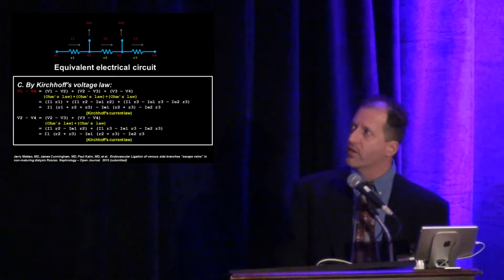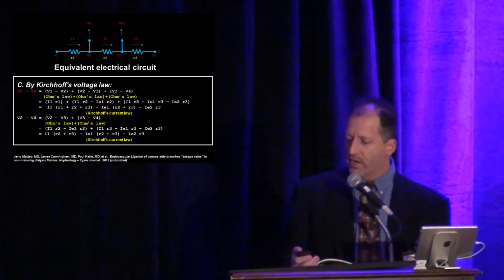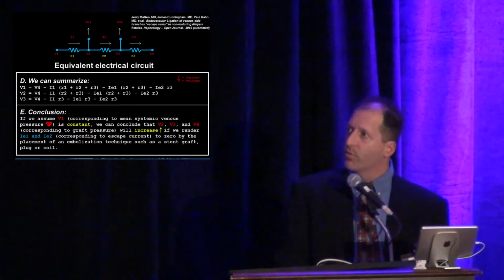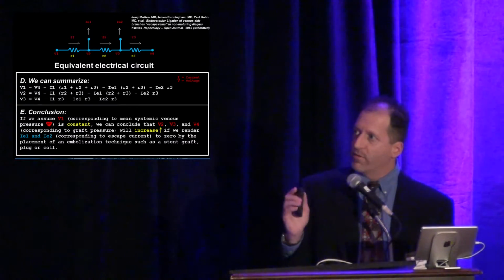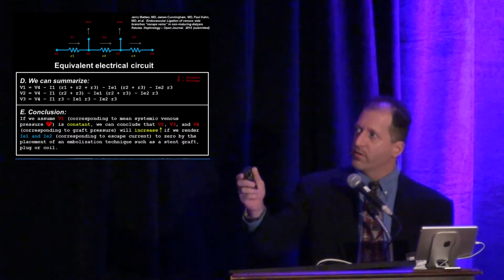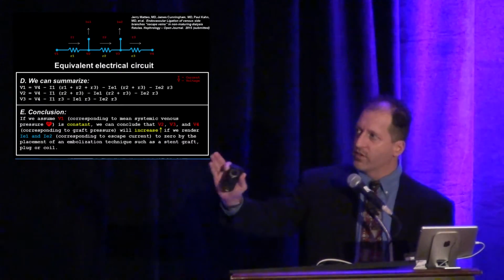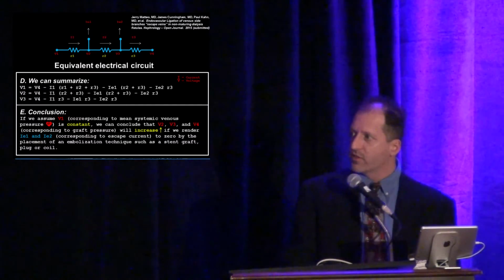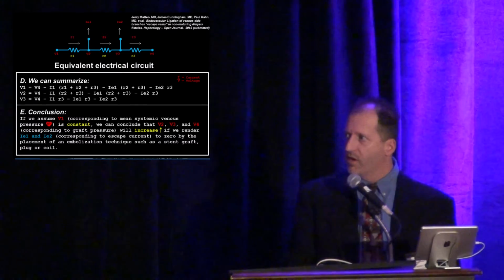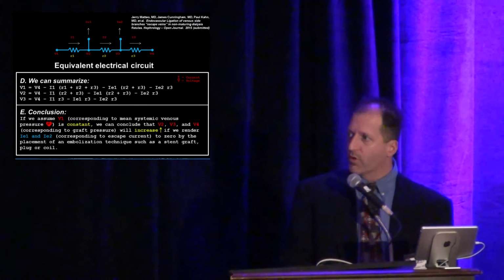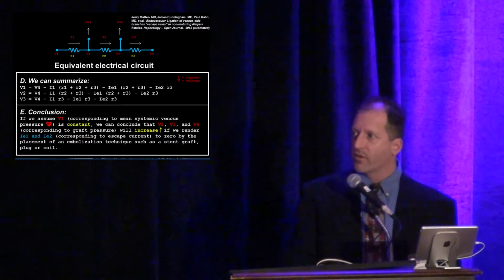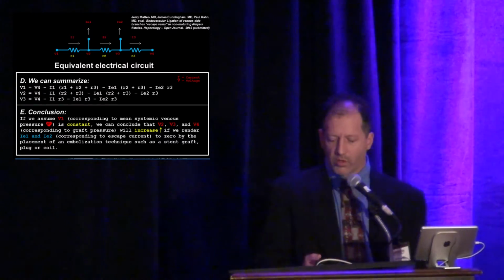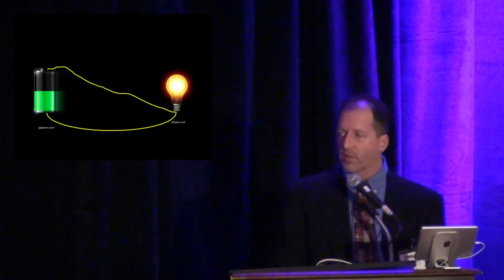I know it's a little bit tricky to see with the red on the black. Or plug and chug, and you kind of get this, which is V1 equals V4, and don't worry about the resistance, minus the escape vein minus the escape vein. So if we assume that V1, which corresponds to the systemic venous pressure, is constant throughout the graft, we can conclude that V2, V3, and V4, which correspond to the graft pressure, will increase if we render the escape veins to zero by the placement of some type of embolization technique, such as a stent, plug, or coil.